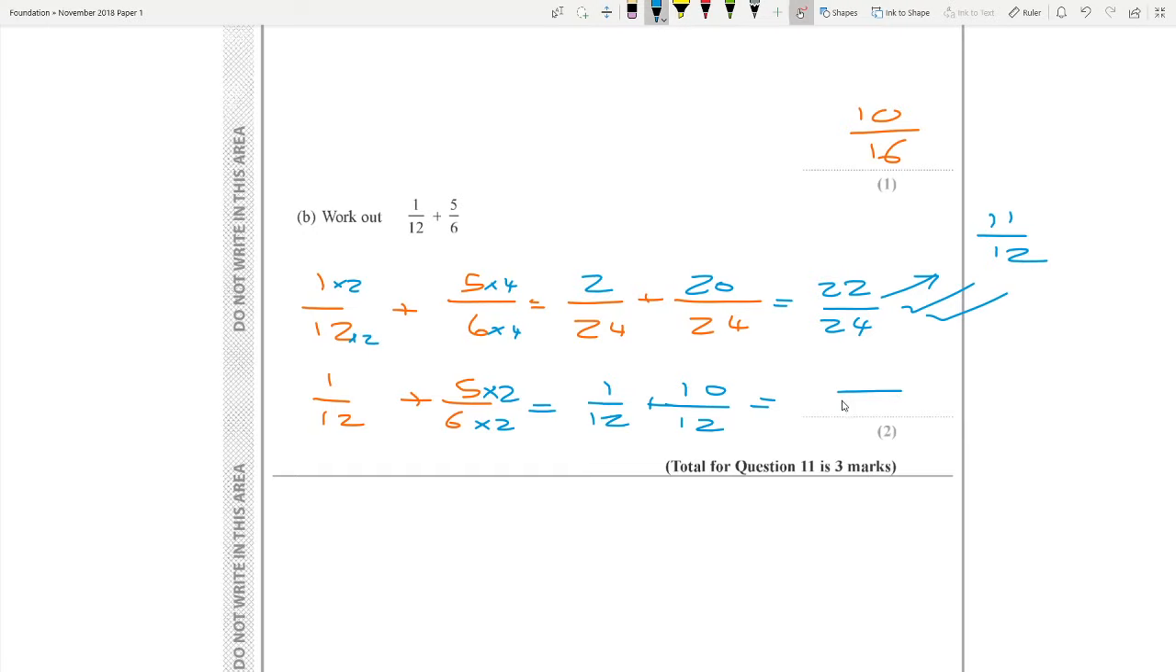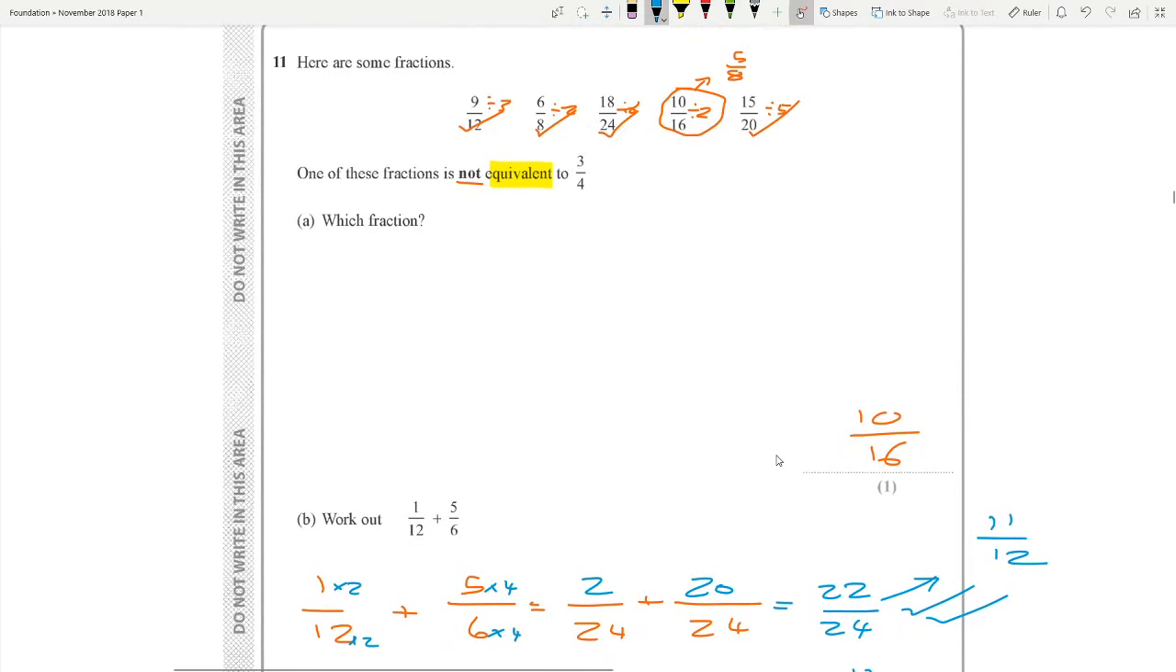The denominator always stays the same. So a common error students make, they'll make it over 24. No, whenever you're adding and subtracting fractions, you don't touch the denominators once they're the same. 1 add 10, 11. So notice same answer if you cancel that down. So that's 2 marks, 3 marks in total. Any questions on that one?